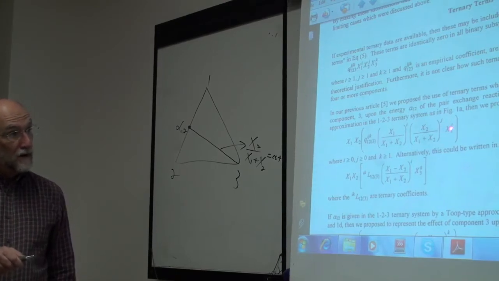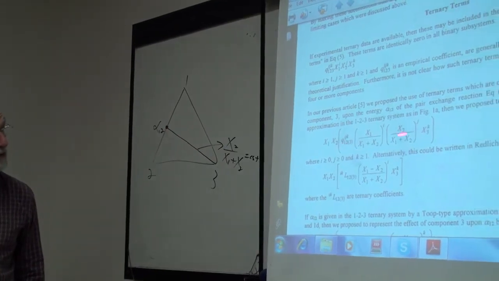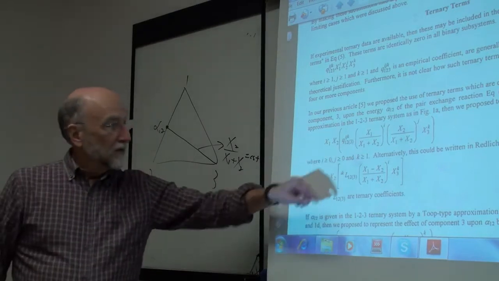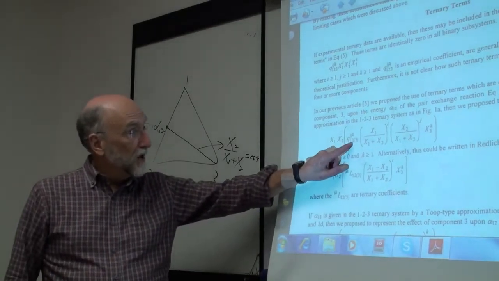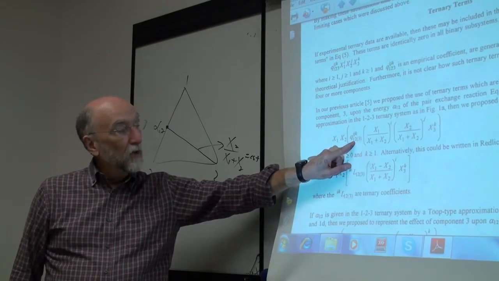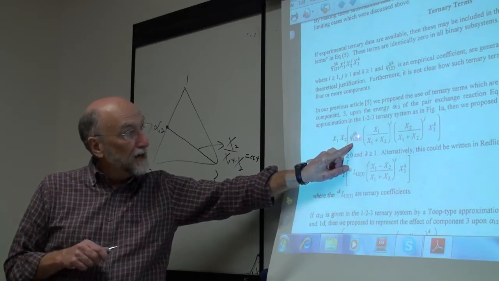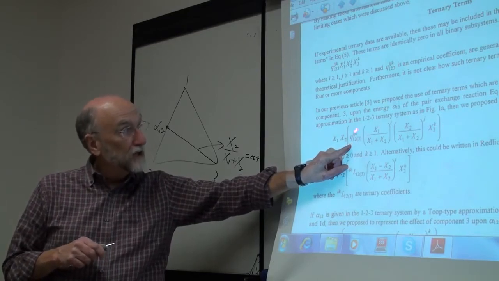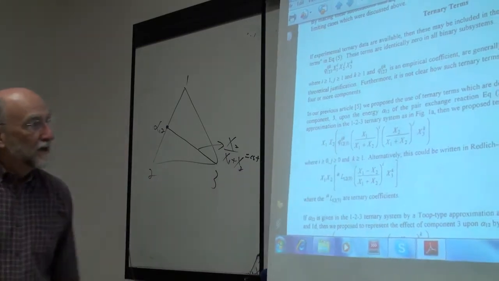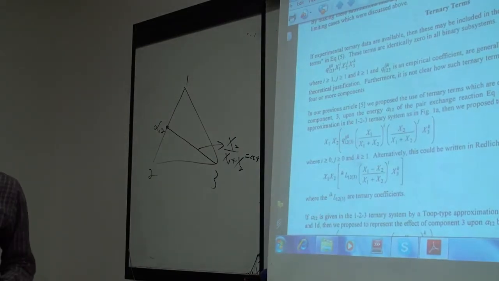For k is 1, that term is 0 in the binary system, and it means that x3 affects the alpha 1,2. So this is an additional ternary term which you add, and the way we generally do the notation is this as a 1,2 brackets 3. In other words, it's giving the effect of component 3 on the 1,2 interactions. And the powers are i, j, k. The i and j are these, and the k is this. So this is the notation we're using. This is a 1,2 brackets 3 i, j, k term. If k is 0, a 1,2 brackets 3 i, j, 0 term is the same as a binary term.